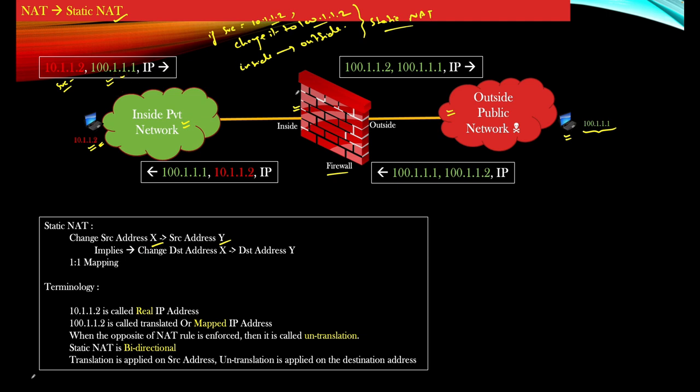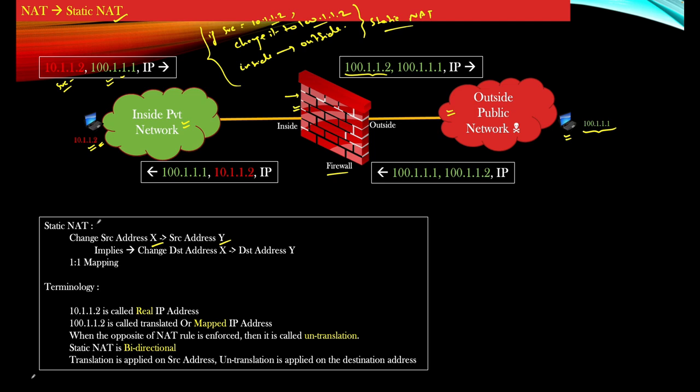Now, when this packet crosses this firewall, the firewall will apply this rule on this packet. And this rule simply says that if the source address is 10.1.1.2, change it to 100.1.1.2, as simple as that. Right? So you can see that the source address of the packet has been updated. Alright. So this is a static NAT.